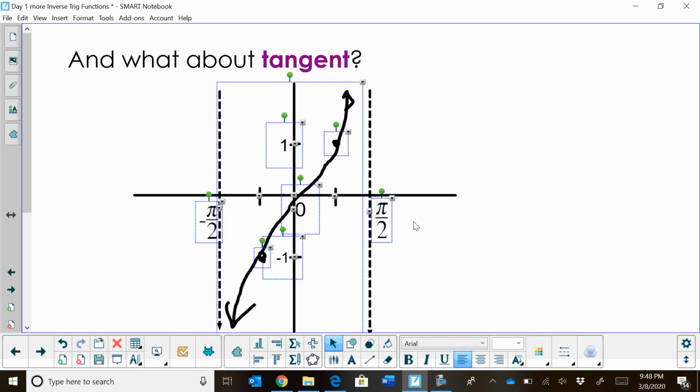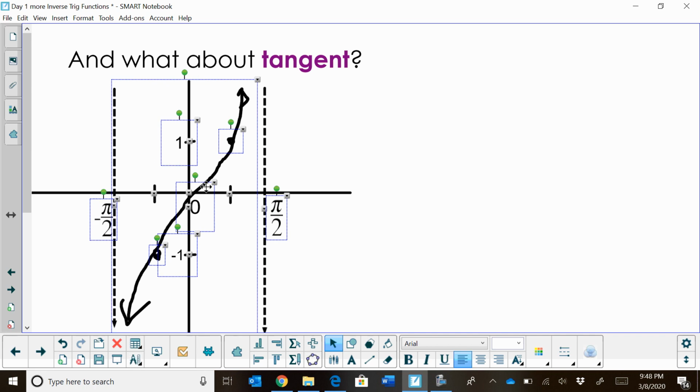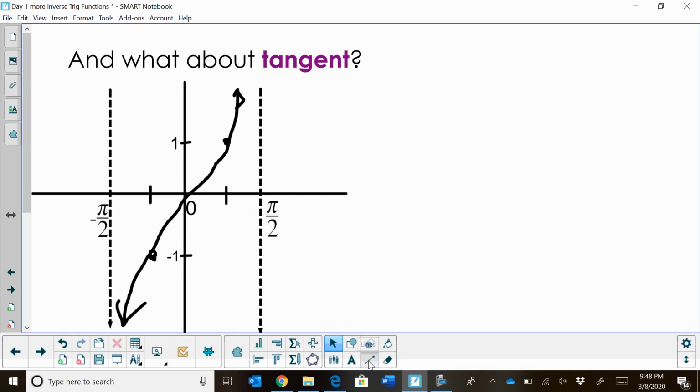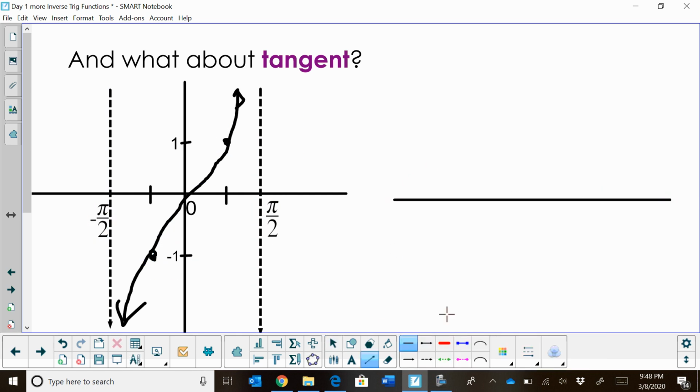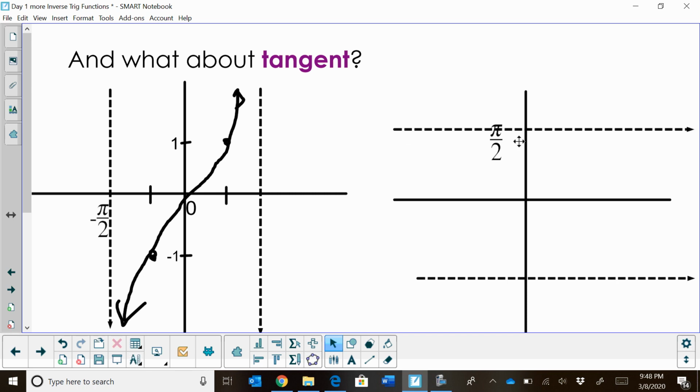Well, I'm going to take this, let's slide it over to the left for a second, and we're going to sketch it here. That means my asymptotes are no longer going to be vertical. They're actually going to be horizontal. So my top asymptote is going to be this pi halves. So let's go over here and grab this. That's going to be pi halves, and this one's going to be at negative pi halves.